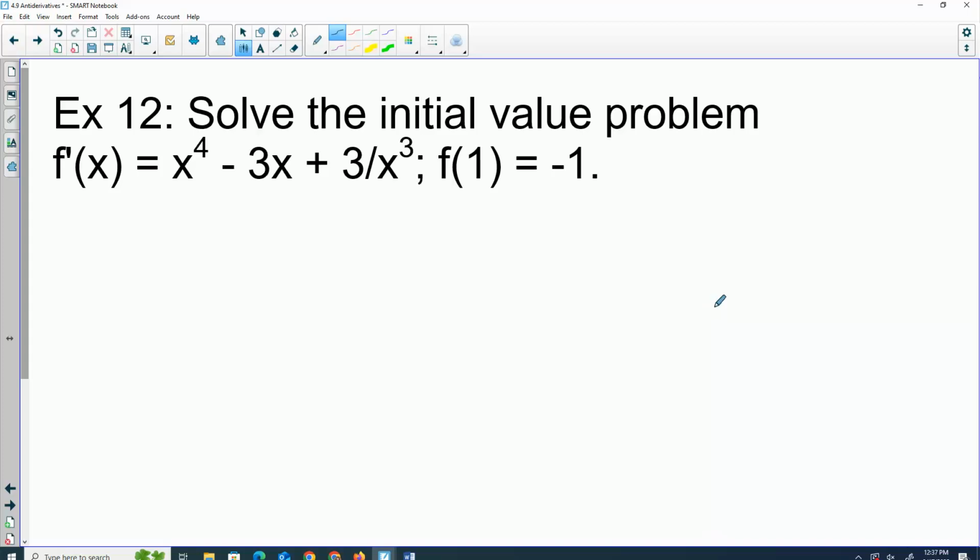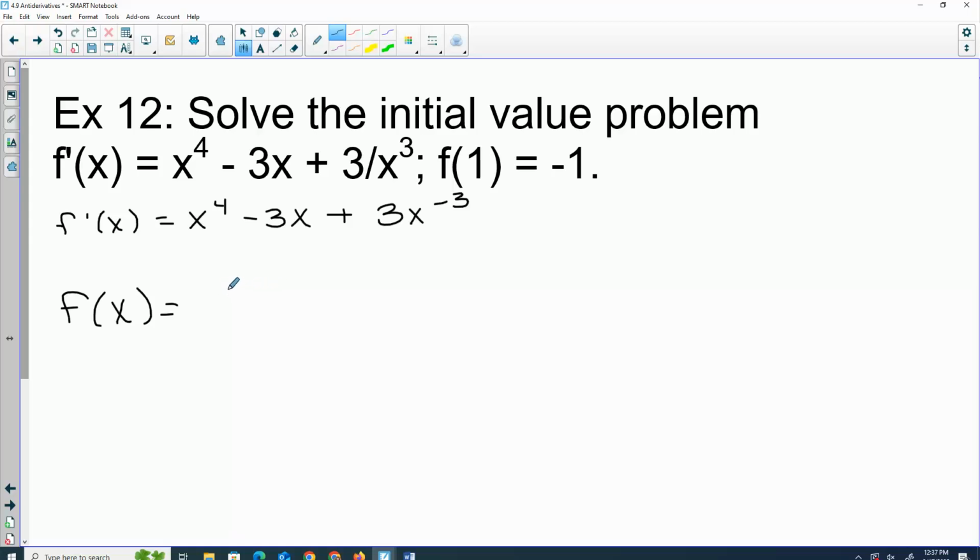So if I give you this one, solve the initial value problem. That means find the original equation. We could rewrite this: x to the 4th minus 3x. How would I write 3 over x cubed? 3x to the negative 3. So if I do my antiderivative, that would be my original function.